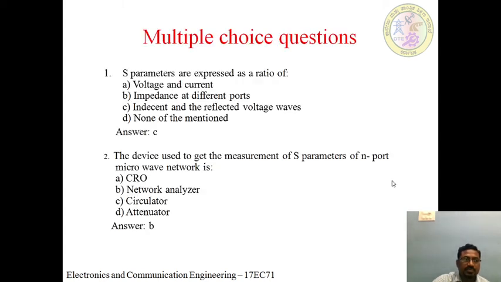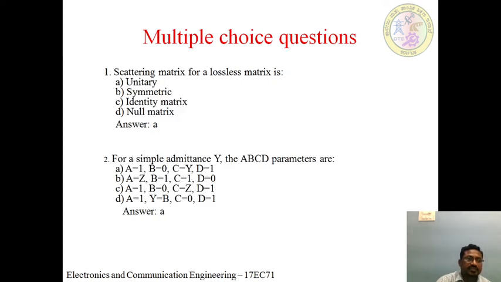Then some of the multiple choice questions. First one, S parameters are expressed as the ratio of incident and reflected voltage waves. Second one, the device used to measure S parameters of an n-port microwave network is a network analyzer. Third one, the scattering matrix for a lossless network is a unitary matrix. And for a simple shunt admittance Y, the ABCD parameters are A equal to 1, B equal to 0, C equal to Y, and D equal to 1.